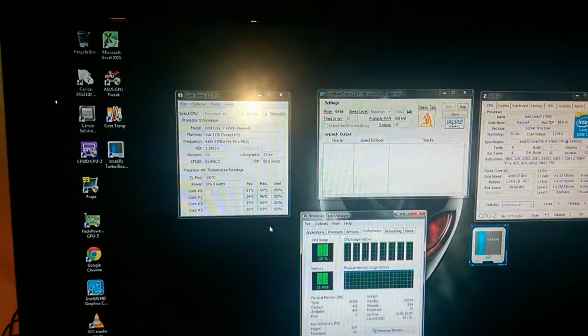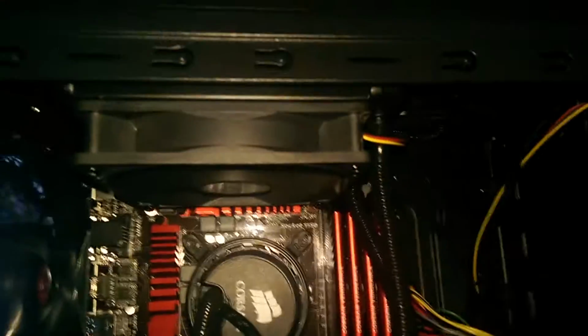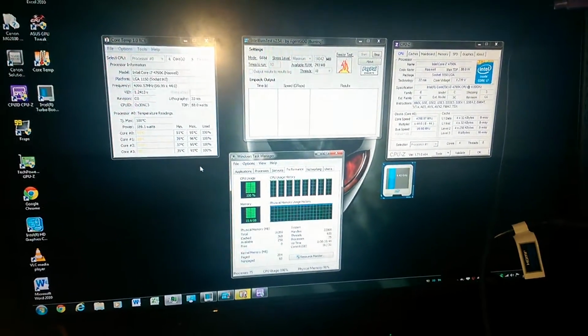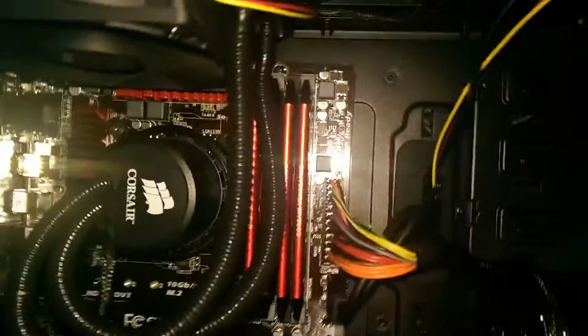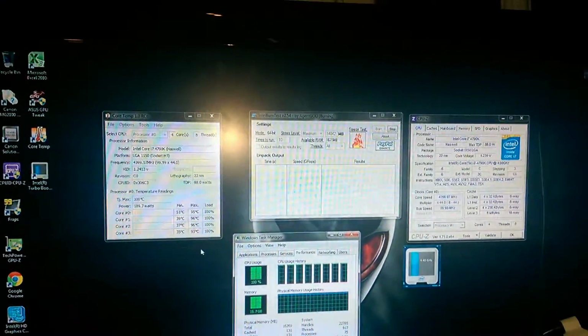T-junction max is 100 Celsius, and it's at 95. But for a single radiator and push-pull, a thin radiator at that, that's very good. Running it using 15.6 gigabytes. I have a 16 gigabytes Corsair Vengeance RAM, and that's running at 2666 megahertz.